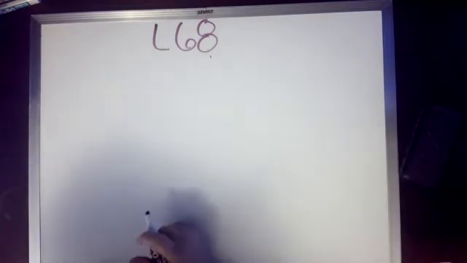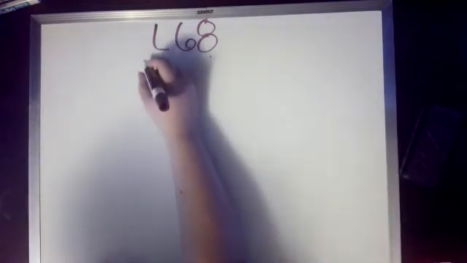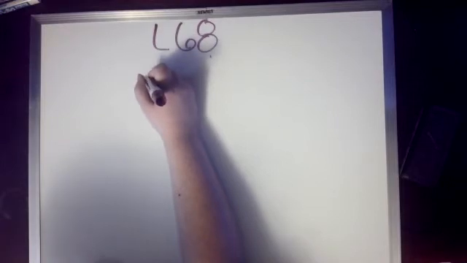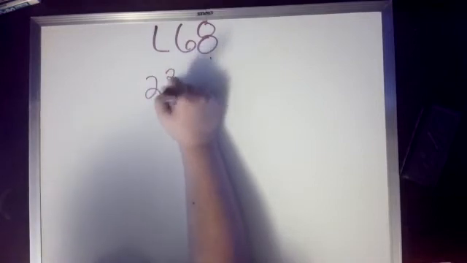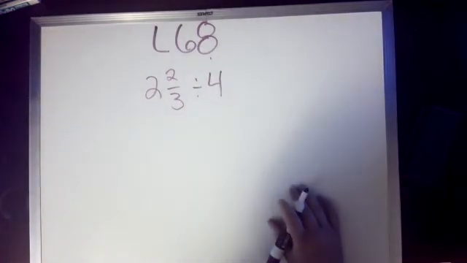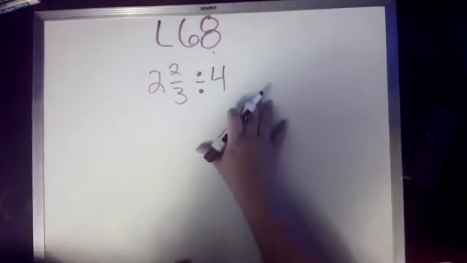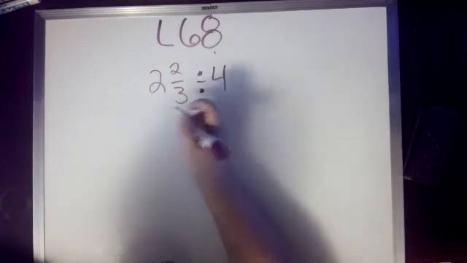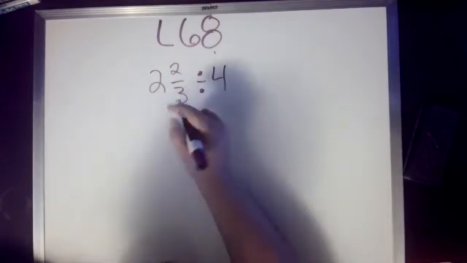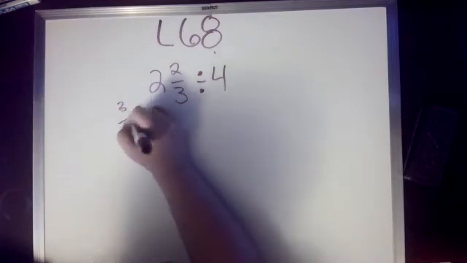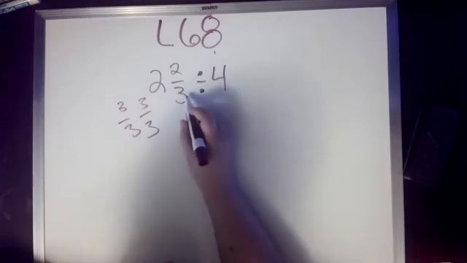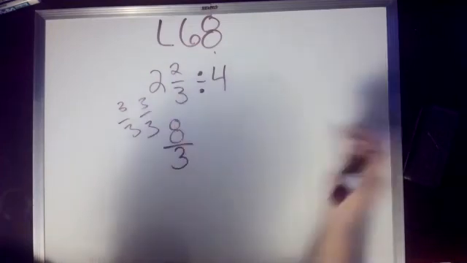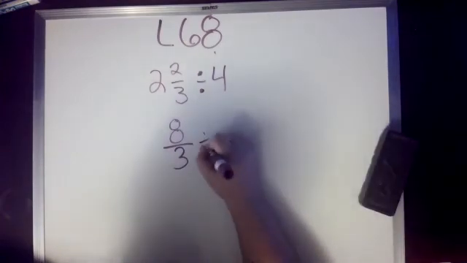Okay, now let's take a look at something like this. 2 2/3 divided by 4. Okay, now what you want to do is make this into an improper fraction, but we also want to make this 4 into a fraction. Okay, so let's start with the improper, because we've already done that one. So this 2 is actually 3/3, 3/3. So my denominator stays the same, it is 3. 3 plus 3 is 6, plus 2 is 8. 8/3. Awesome.